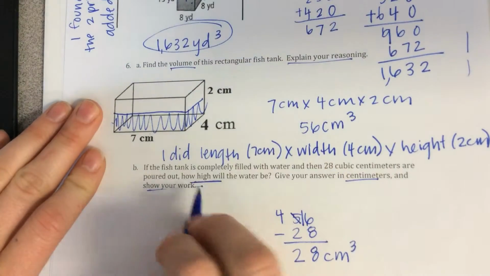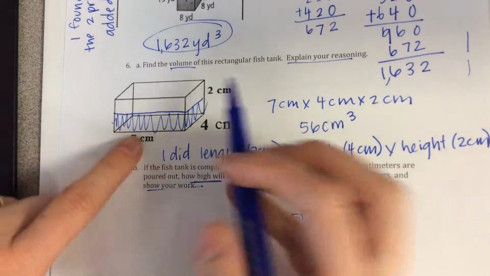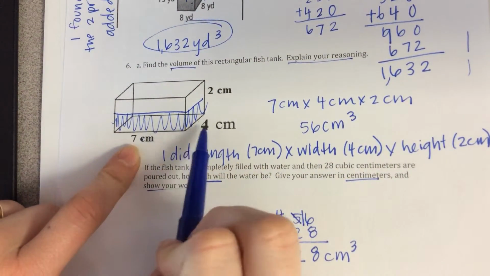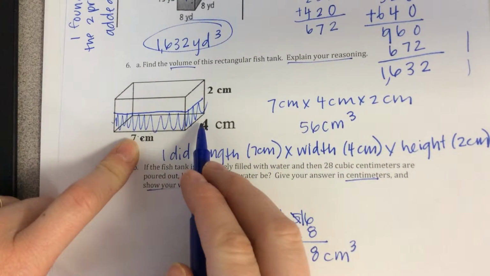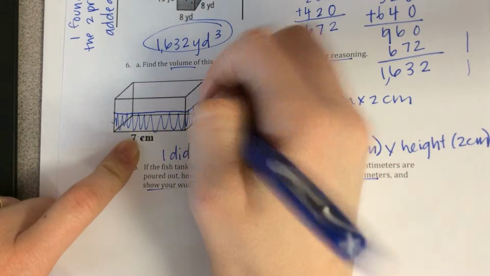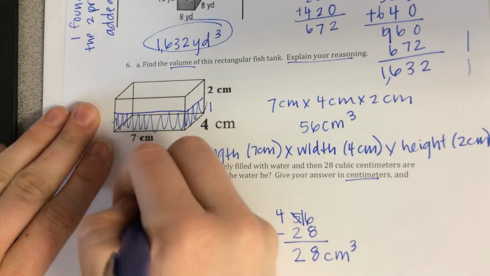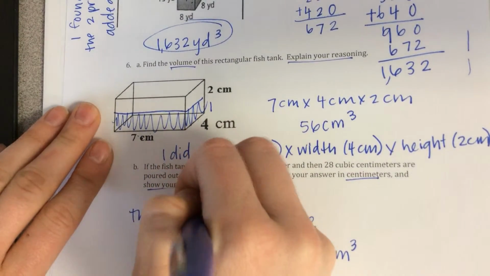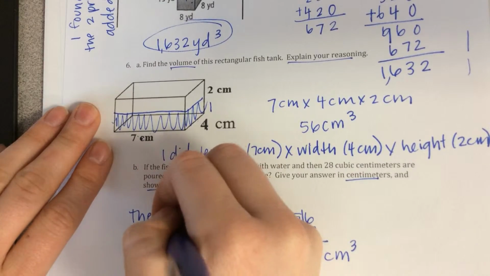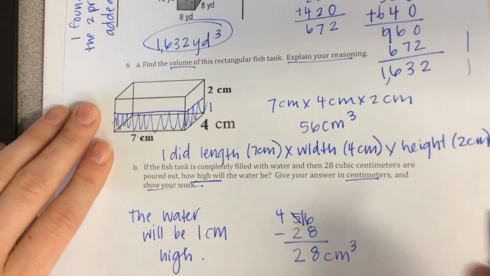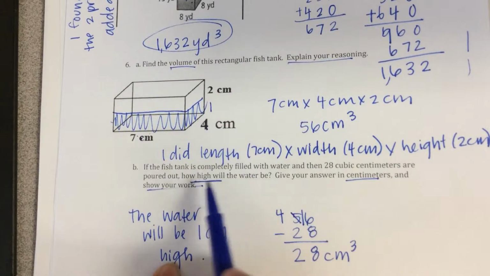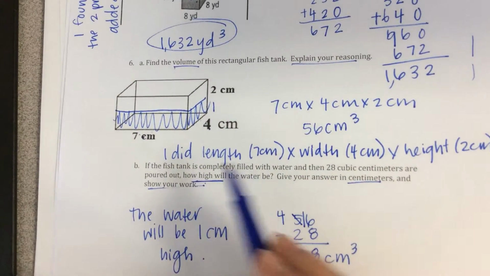And the question asks, well, how high is the water going to be? Well, the base isn't going to change. It's still going to be 7 times 4, which is 28. And if it's going to have a volume of 28, we have to think, well, 7 times 4 times what will give us 28? 7 times 4 is 28, so we have to multiply it times 1 to keep it as 28. So the water will be 1 centimeter high. And then let's see. We gave it in centimeters. We know how high it is, and we showed our work. So we're good.